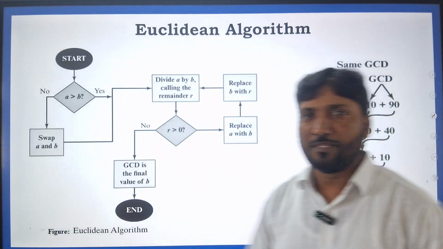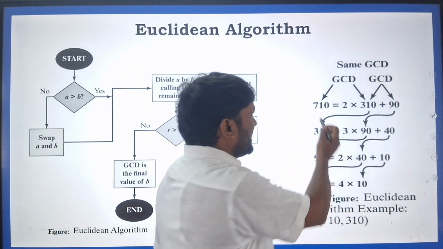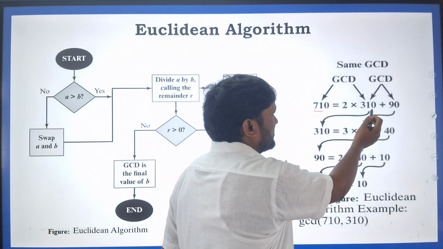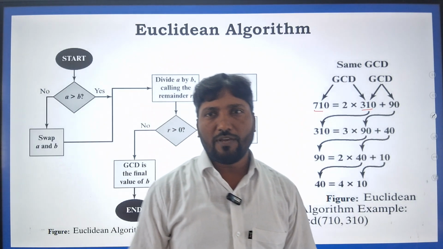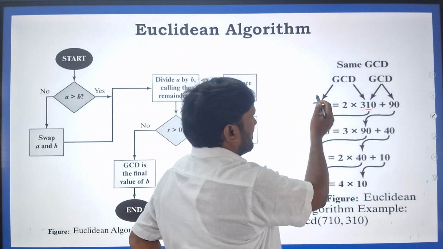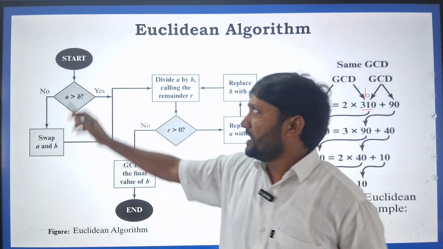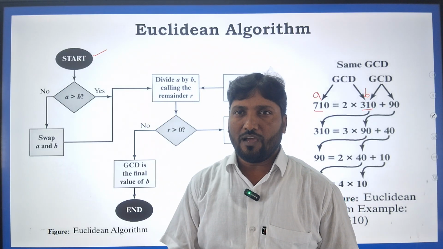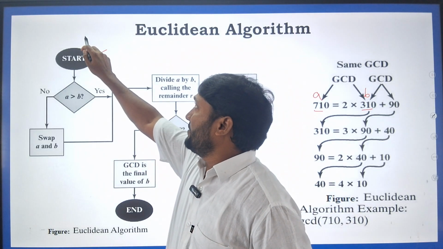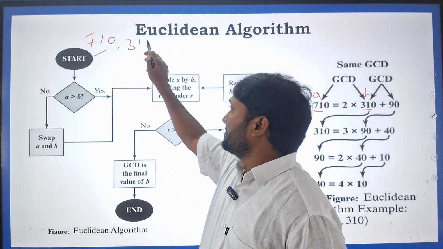Let us take a simple example to understand clearly how to find the GCD of two numbers using the Euclidean algorithm. Now we take two numbers here. One is 710 and the second one is 310. The a value is 710 and the b value is 310. As we know, the algorithm starts with two positive integers a and b. The a value here is 710 and the b value is 310.